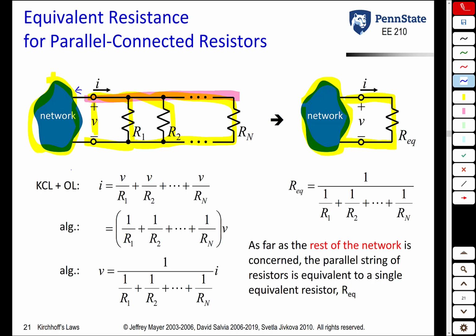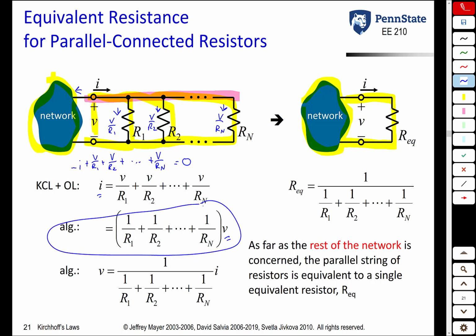Current to the left is minus I. The current through each resistor from Ohm's law, since you know the voltage is V, this current is V over R1, this current is V over R2, etc., all the way up to V over R sub n. So minus I plus V over R1 plus V over R2 all the way up to V over Rn is equal to 0. Solve for I, you get that. We can then factor out the V to get this expression here.